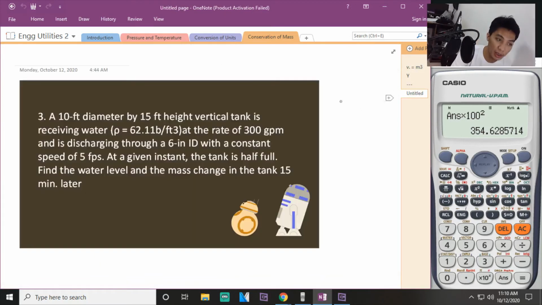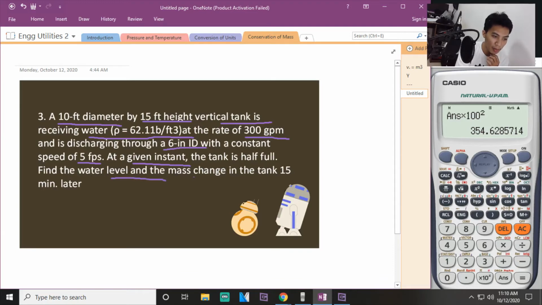And let's proceed with the last problem. Oh, mahirap-hirap ito. A 10 feet diameter by 15 feet height vertical tank is receiving water at 62.1 pounds per cubic foot, that's the density, at a rate of 300 GPM, gallons per minute, and is discharging through a 6-inch diameter pipe with a constant speed of 5 feet per second. At a given instant, the tank is half full. Find the water level and the mass change in the tank 15 minutes later.